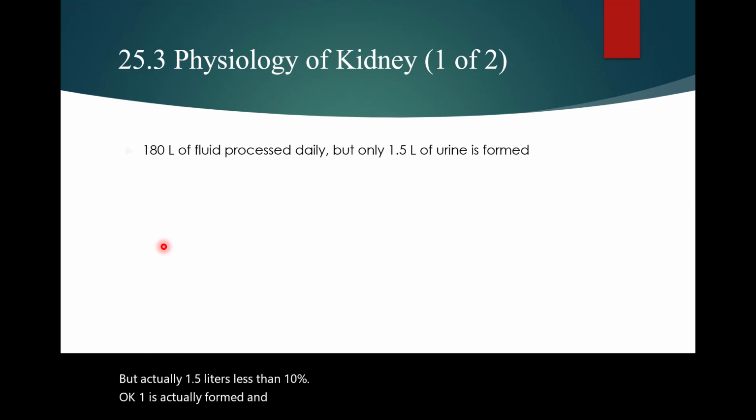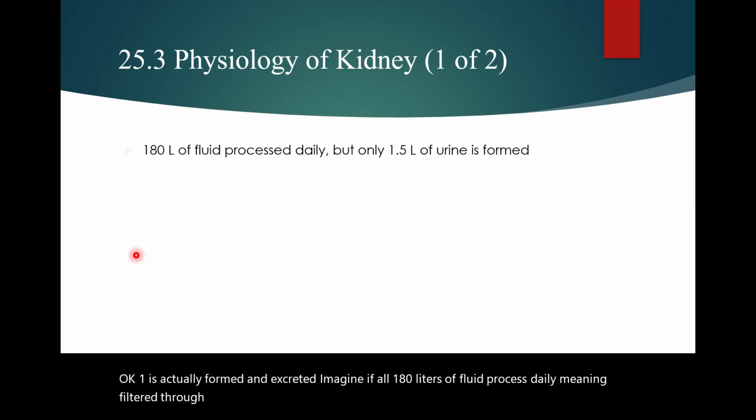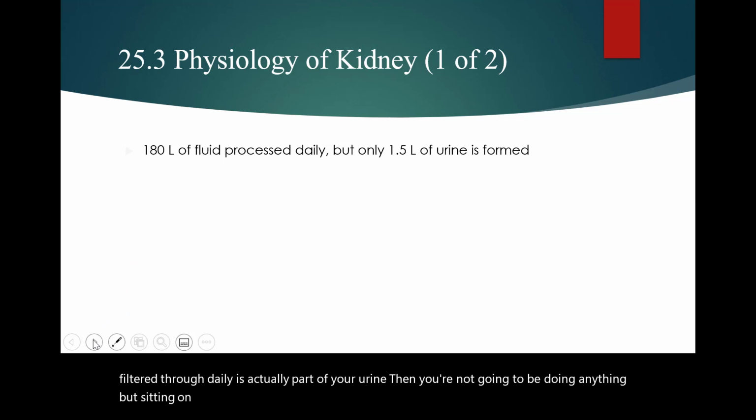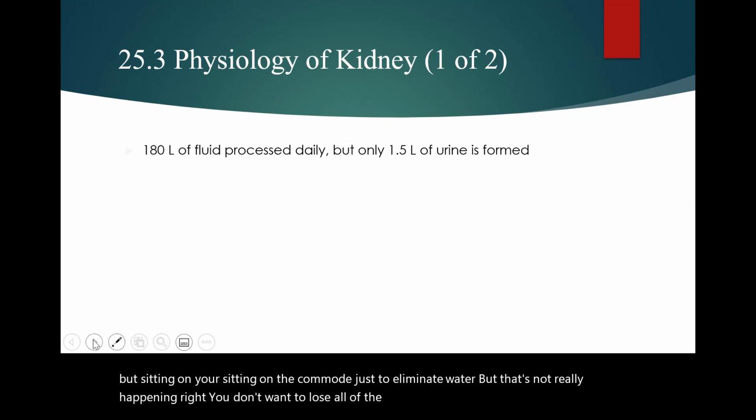Imagine if all 180 liters of fluid processed daily, meaning filtered through daily, is actually part of your urine, then you're not going to be doing anything but sitting on the commode just to eliminate water. But that's not really happening, right? You don't want to lose all of the water that you have, or all of the plasma of the blood that you have right there.